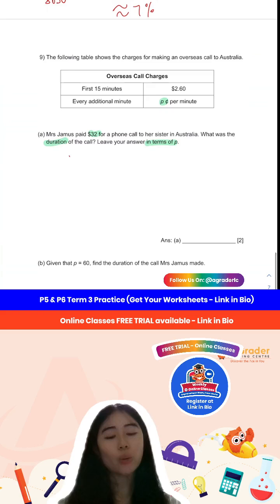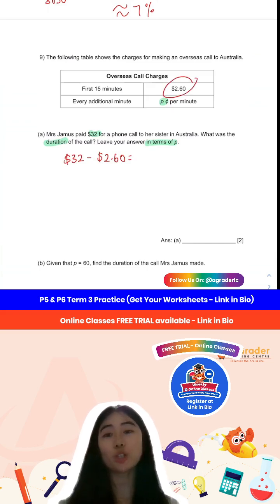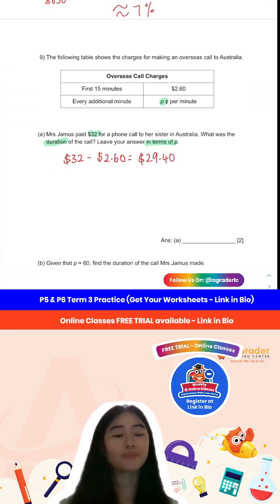All right. So our first step is to use $32 minus $2.60. You minus away the amount that she spent on the first 15 minutes. This will be $29.40. So this $29.40 is what she spends on the additional minutes.